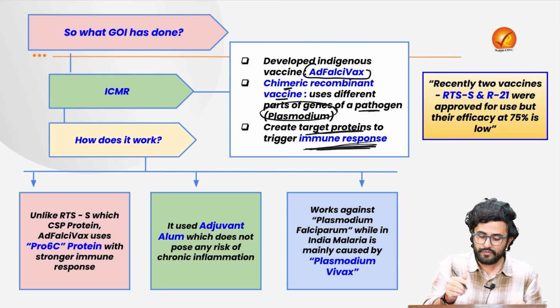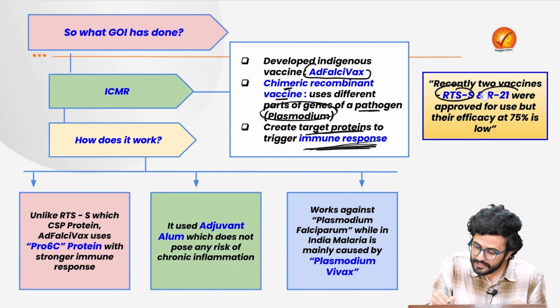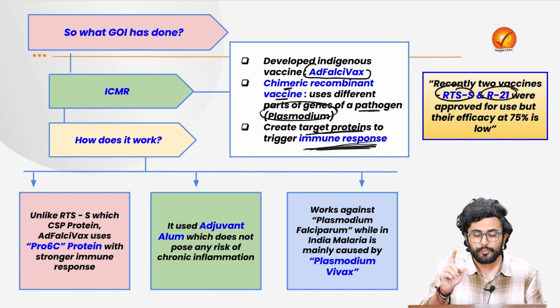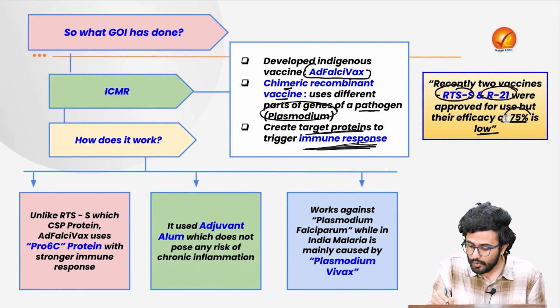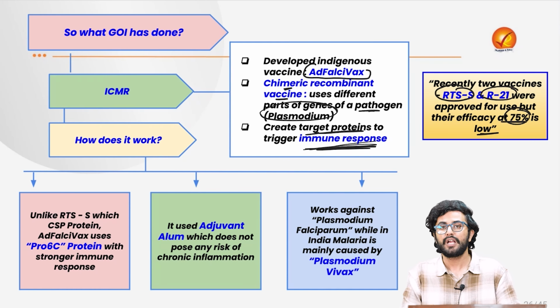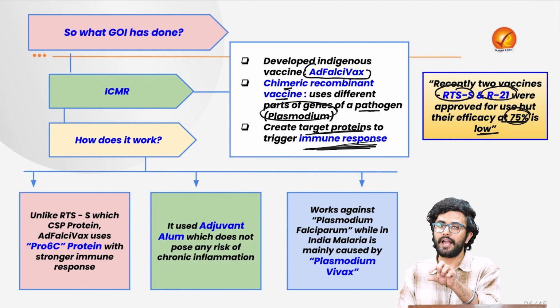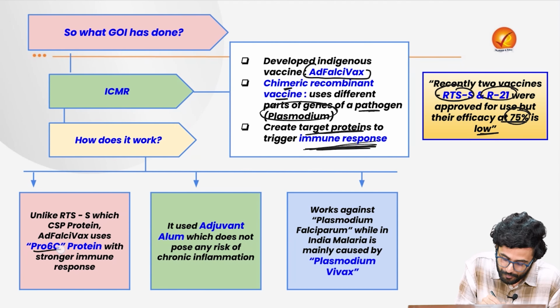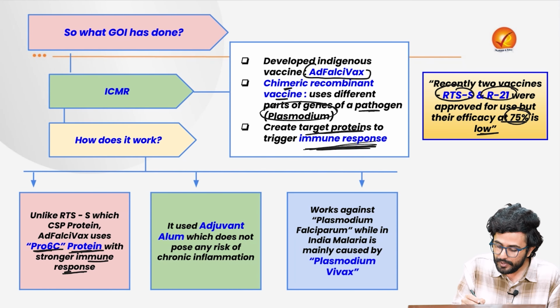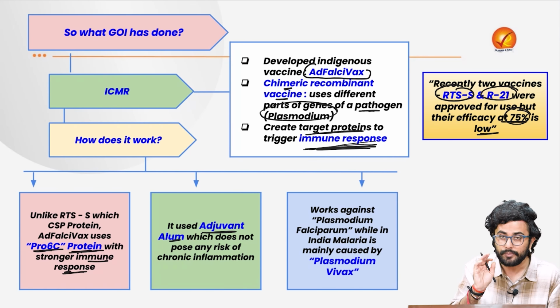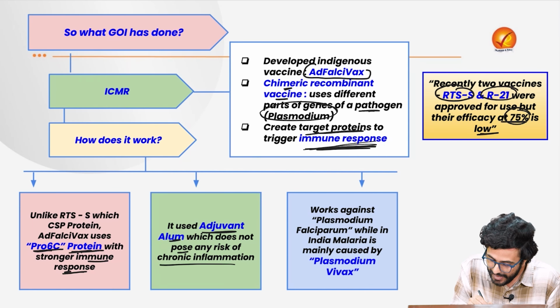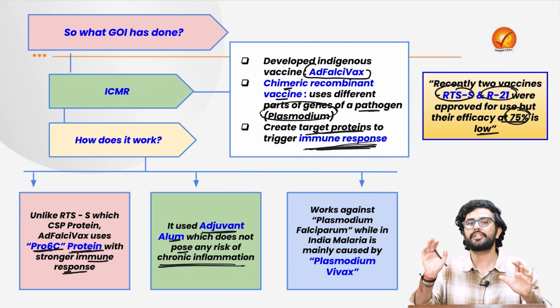Did we have any kind of vaccine even before this AdFalciVax? The answer is yes. They were RTS,S and R21. They were approved, but their efficacy was as low as 75%. So unlike RTS,S and R21, this AdFalciVax actually uses the Pro6C protein, which gives a stronger immune response. And because it uses adjuvant alum, it does not pose any risk of chronic inflammation.